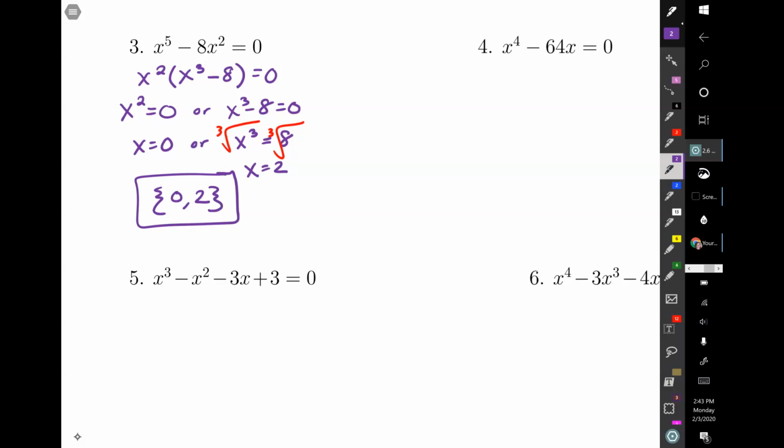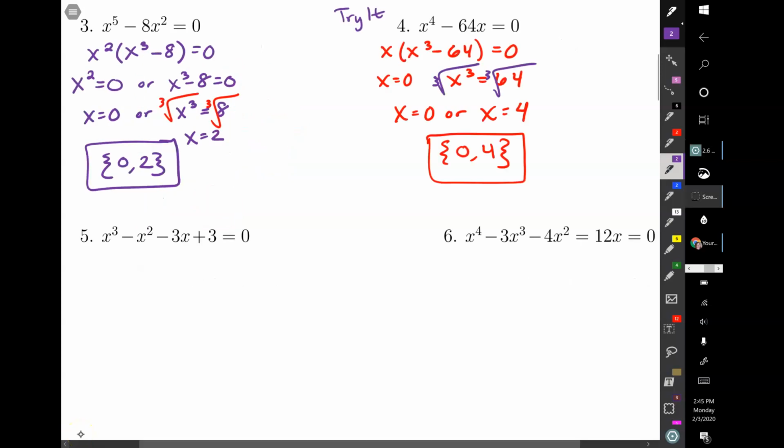Next problem is number 4, x to the 4th minus 64x equals 0. I think you would just start by, well, you look at it and see, pause the video, and what do I always say? Factor out a such and such, and we'll see. Okay, so I factored out an x first, so it was x to the 4th minus 64x equals 0. Factor out an x, and you're left with x cubed minus 64 as a binomial in the parentheses.